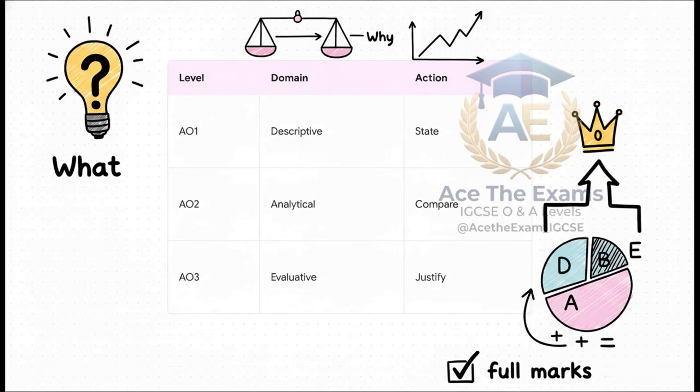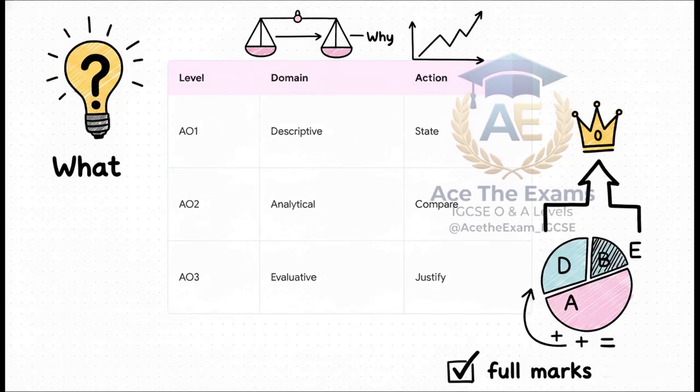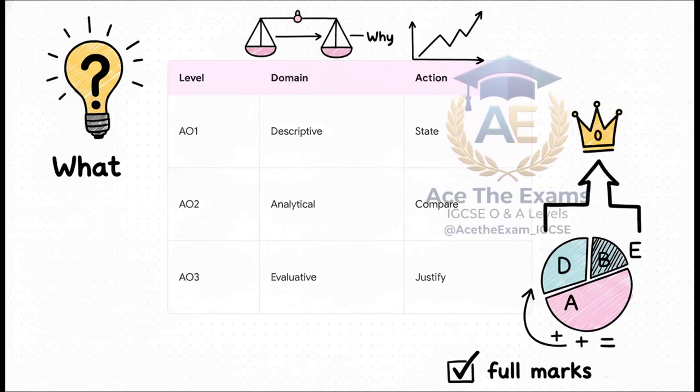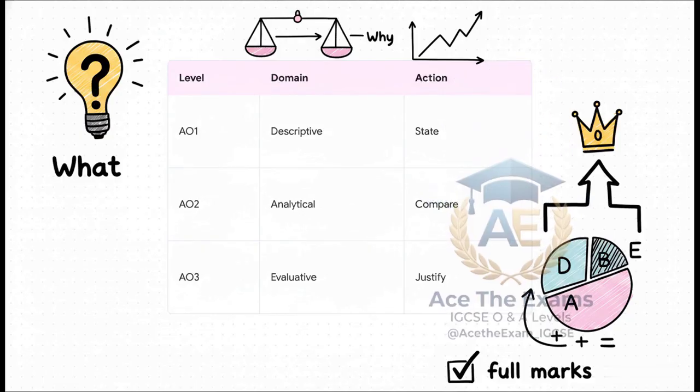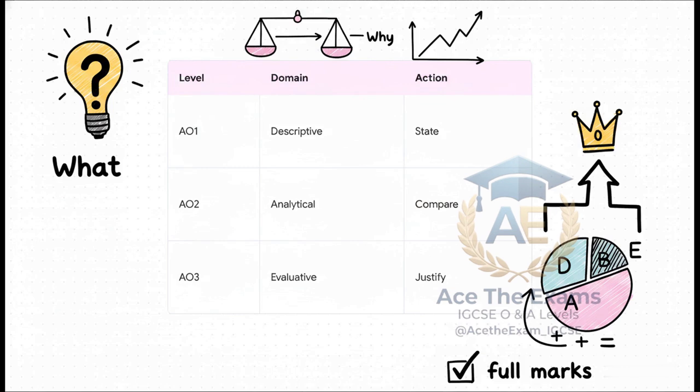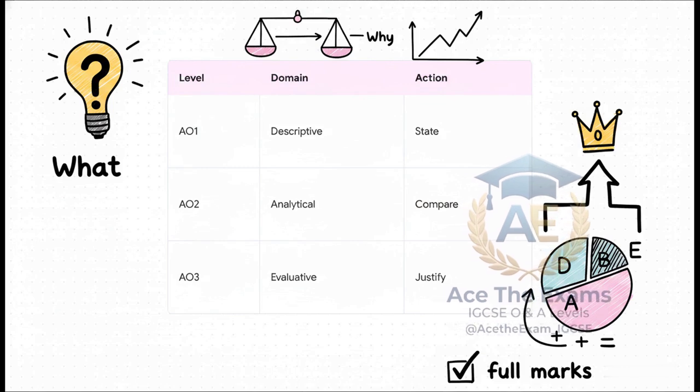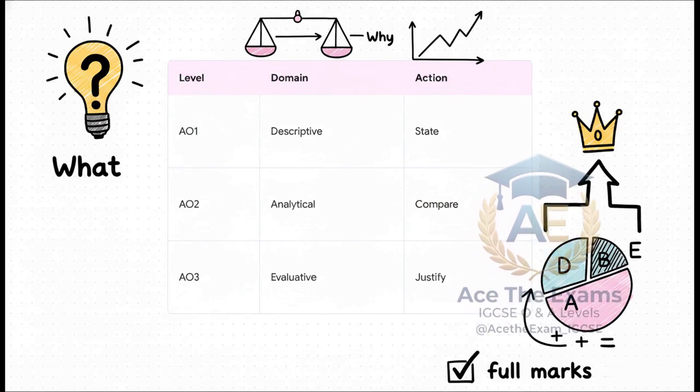Then we move up to analytical, which is AO2. This is the how and the why. This is where you are comparing approaches or actively calculating complex financial ratios. This is for command words like analyze or explain. There is a huge difference between explaining something and just stating it.